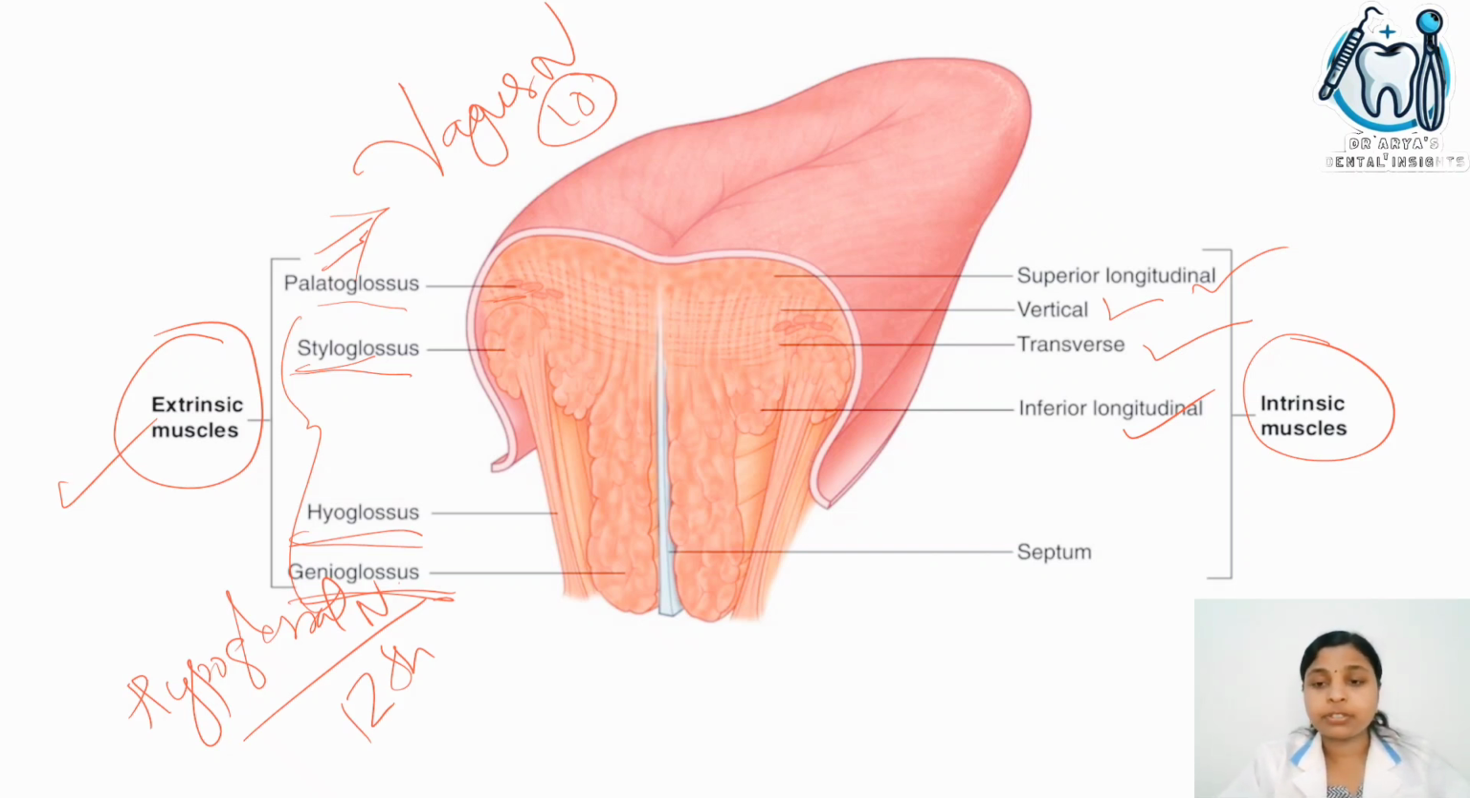So what is the mnemonic for remembering the cranial nerves? It is Uta Fagva. It is explained in detail in a previous video, you can watch that video if you have not watched it. That is the mnemonic for remembering the cranial nerves: olfactory, optic, oculomotor, trochlear, trigeminal, abducens, facial, auditory, glossopharyngeal, vagus, accessory spinal, and hypoglossal. So hypoglossal is the 12th cranial nerve and vagus is the 10th cranial nerve. So palatoglossus is supplied by the vagus nerve.